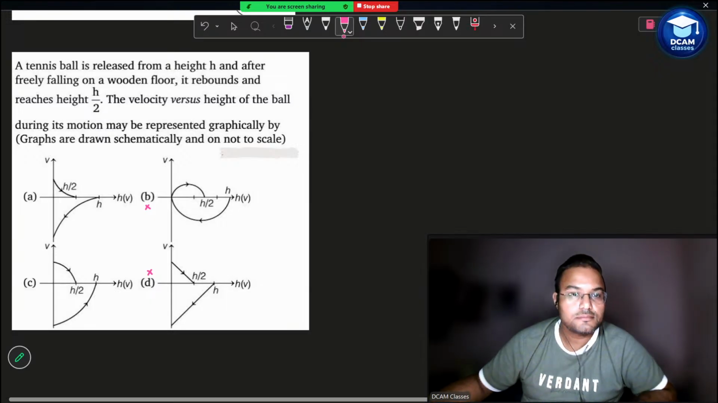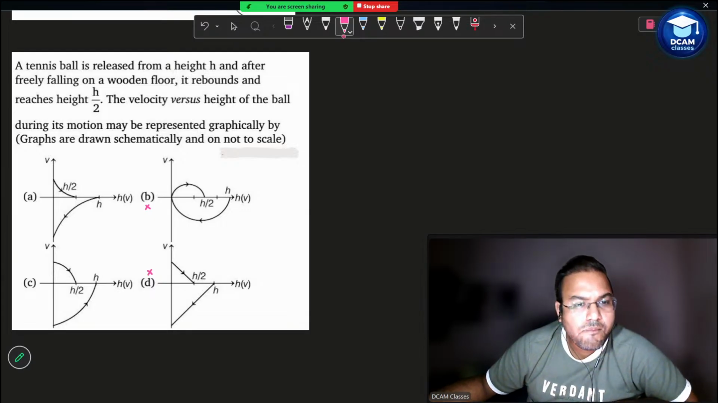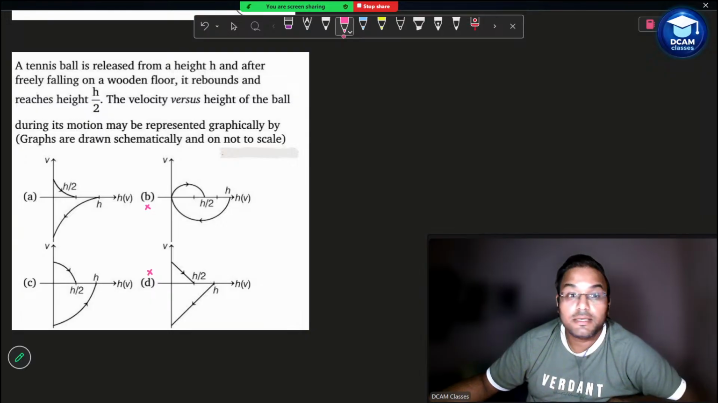Sir, but if we assume acceleration is constant, then it can only be D, right? Because it would be 9.8 acceleration. Yeah, you're correct. Only D has a constant gradient. But see, the graph is not V versus T. It's the graph of V versus H. Yeah, I forgot.